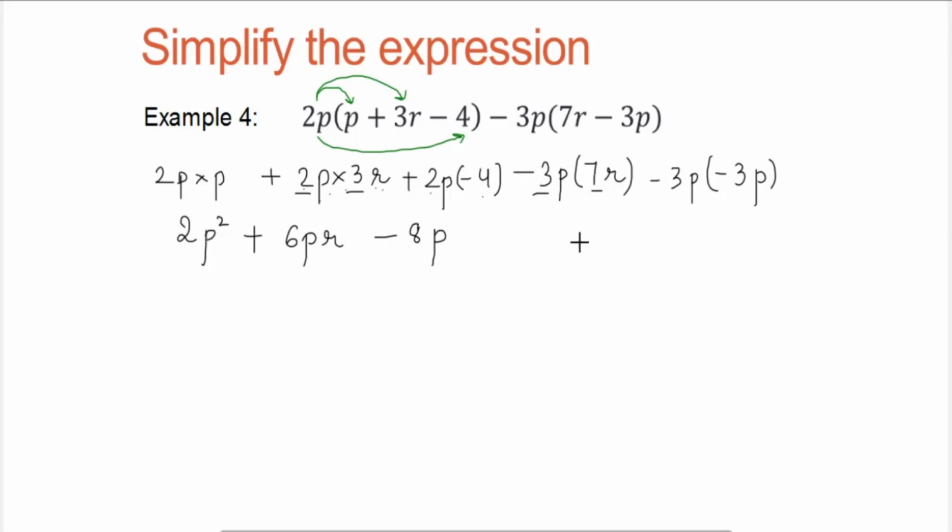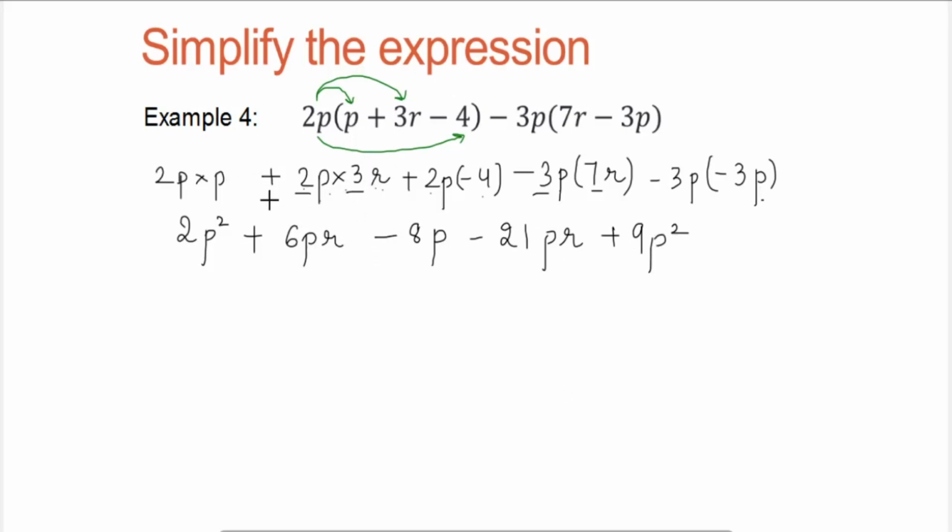First, multiply the coefficients. Minus 3 into 7 is minus 21. P into r is pr. Again, first multiply the coefficients in this case. Minus 3 into minus 3, which is positive 9, and p into p is p squared.